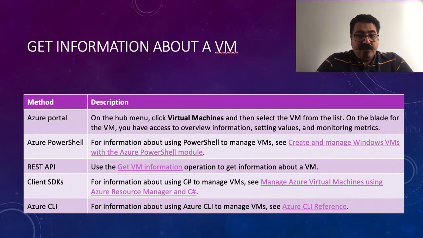You can use Azure PowerShell. For information about using PowerShell, look at the video that I already have uploaded and see how to set it up. You can use the REST API, the get VM information operation, to get information about a VM, and you can use client SDKs. Last but not least is the Azure CLI. So after you create your virtual machine, the next step is going to be logging onto the VM.